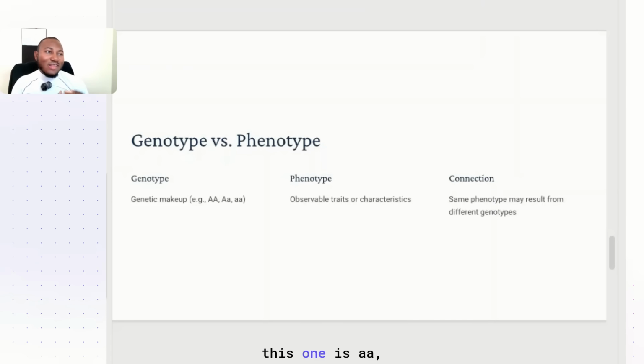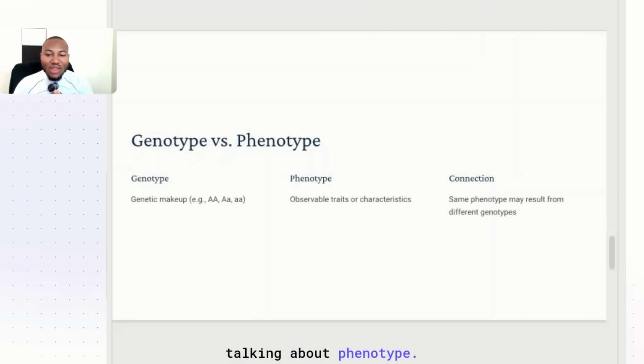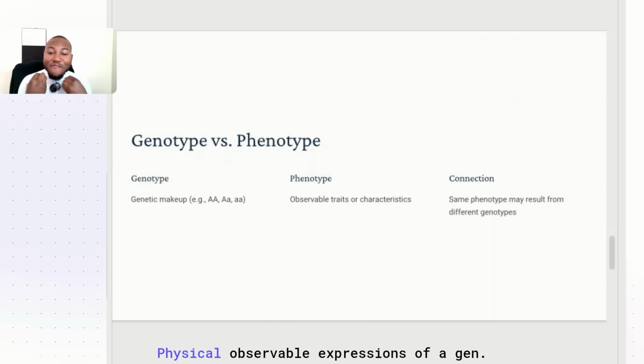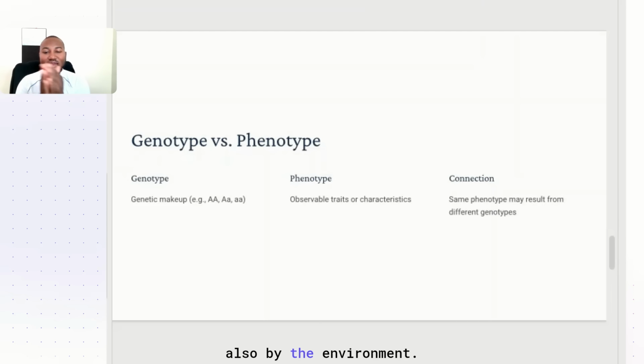That's when you say, oh, this is AA, this is AS, this is SS. But when you're talking about phenotype, phenotype is the physical observable expression of a genotype. Physical observable expressions of a genotype, usually influenced by both genetics and the environment.